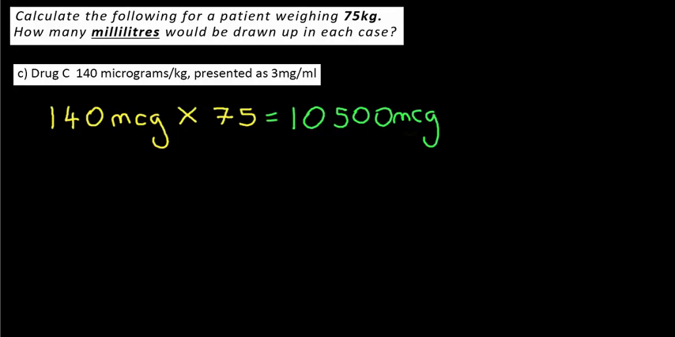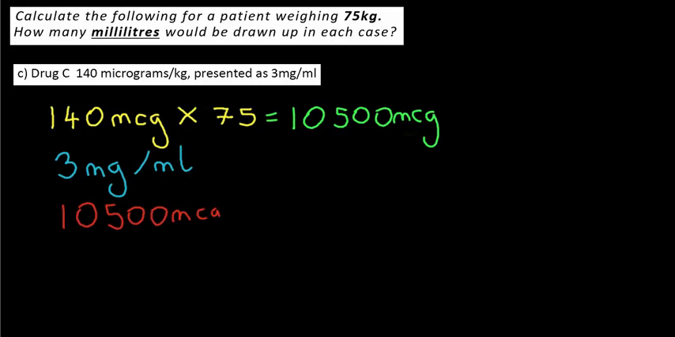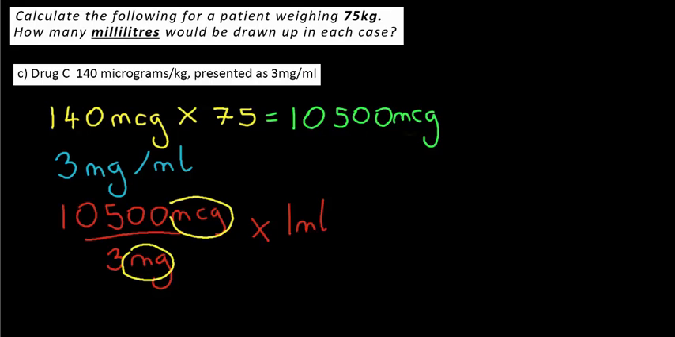Our drug is presented as 3 milligrams per milliliter, in other words 3 milligrams in 1 milliliter. Apply now liquid dose formula. We have 10,500 micrograms over what you've got, which is 3 milligrams, times what it's in, times 1 milliliter. And this time we see that our units top and bottom do not match. Micrograms on the top, milligrams on the bottom. We cannot proceed until we've converted one of them to make them both the same.